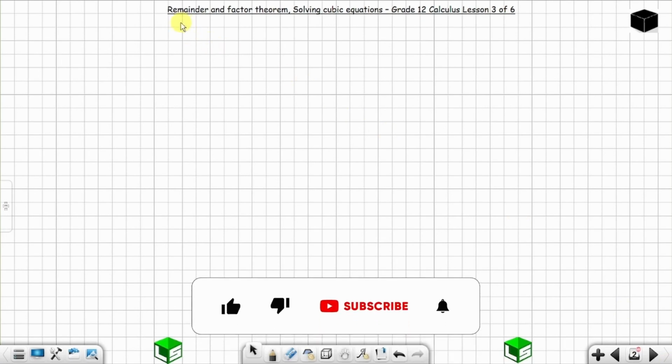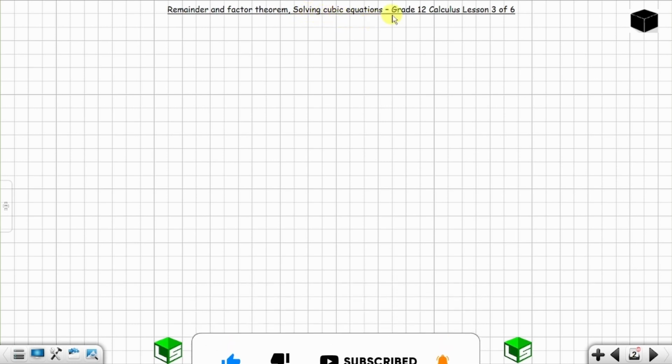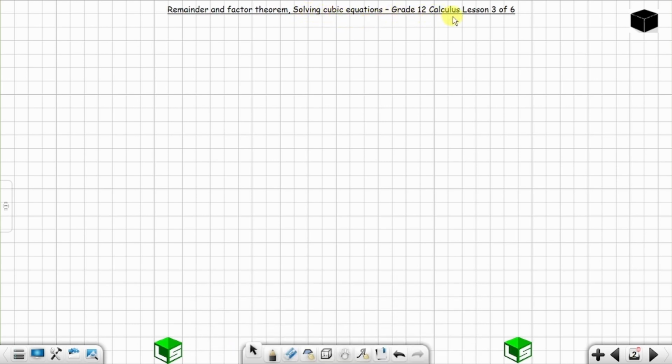Today we are going to learn about remainder and factor theorem. We're also going to solve cubic equations. This is grade 12 calculus. Now it's lesson 3 of 6. So before we can start with remainder and factor theorem, let's look at what we learned in primary.